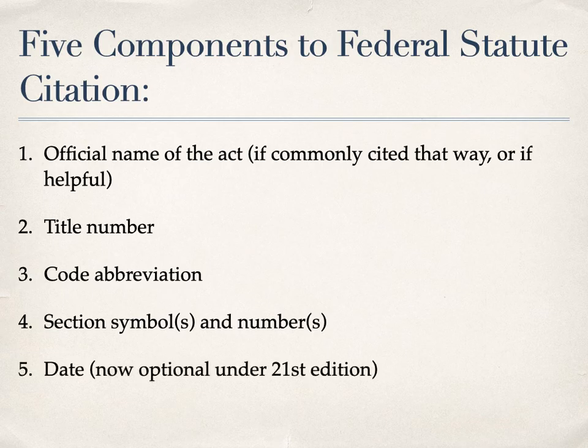The fifth component is the date and publisher parenthetical. As of the 21st edition of the Bluebook, dates are now optional in this parenthetical. But even if you choose to not include the date, you must still include the publisher information when using an unofficial code. Let's take a look at a sample cite for the Indian Child Welfare Act.